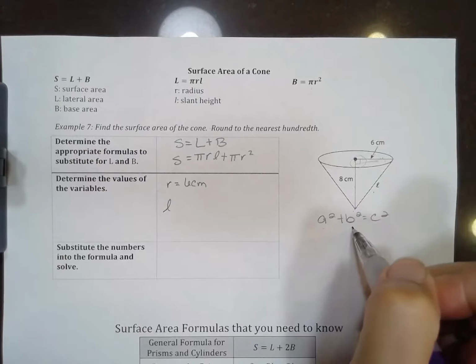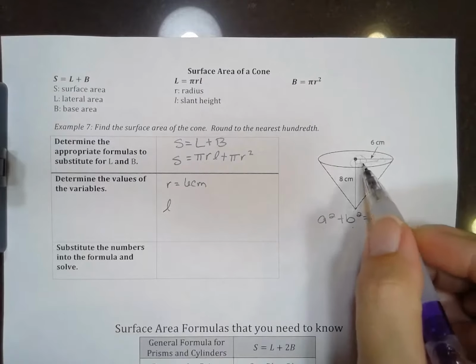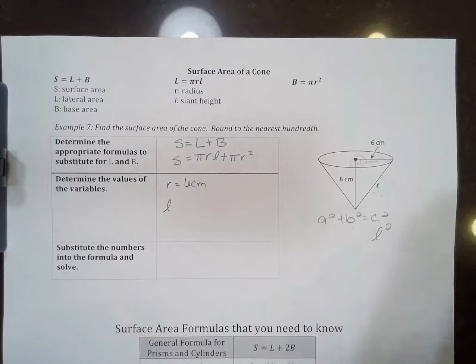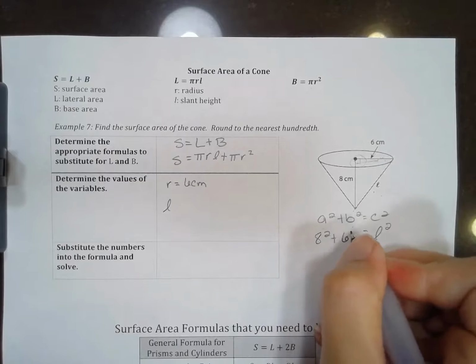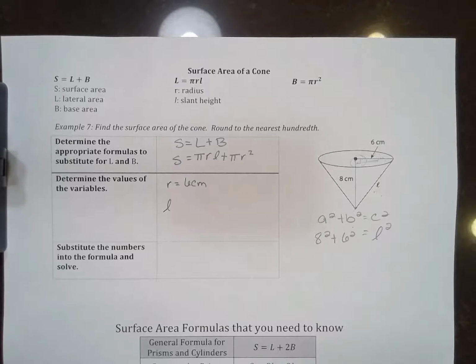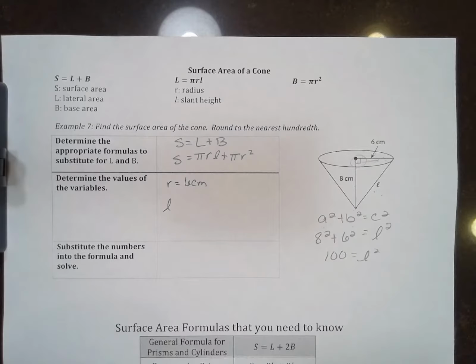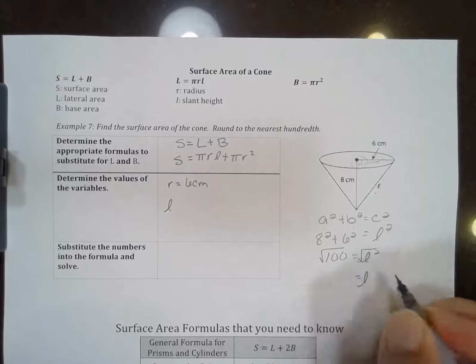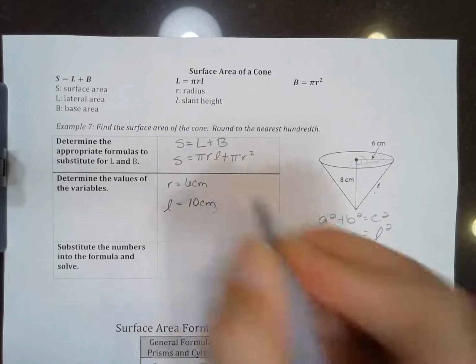So remember, a and b are our legs, so that would mean that these two things are our legs, and the hypotenuse, remember the hypotenuse is opposite the 90-degree angle, so that's my c. So my slant height squared equals 8 squared plus 6 squared. And 8 squared plus 6 squared actually equals 100. So my slant height squared is 100. That's not my slant height. I need to do the square root in order to find my slant height. So my slant height is 10.